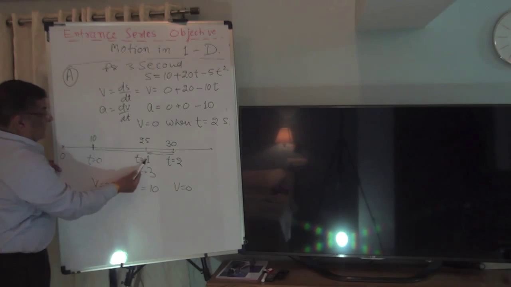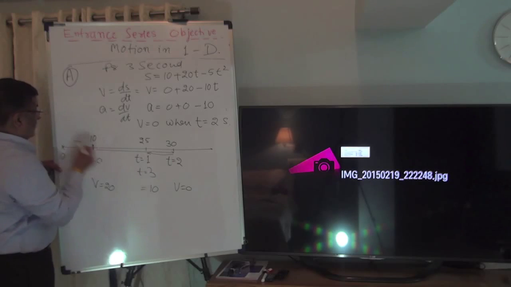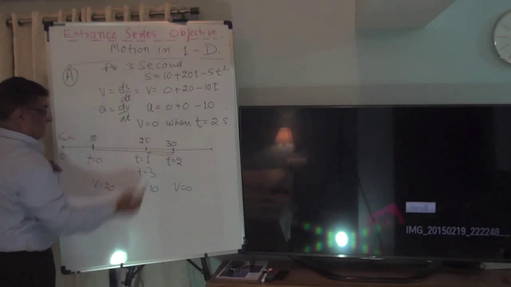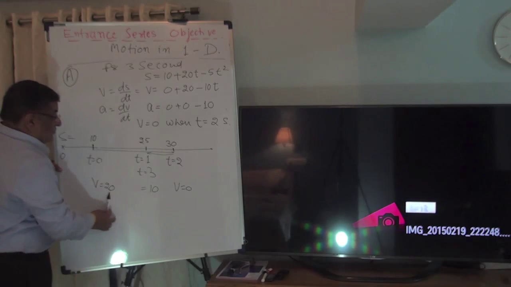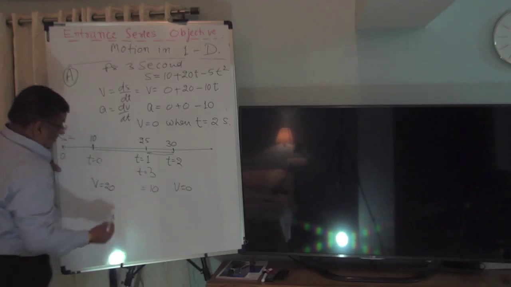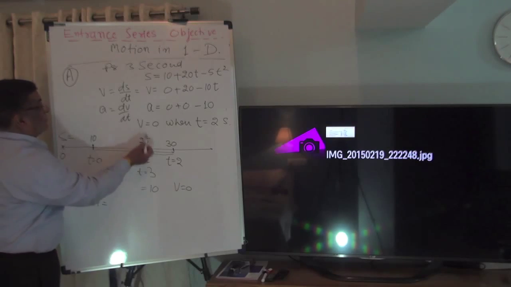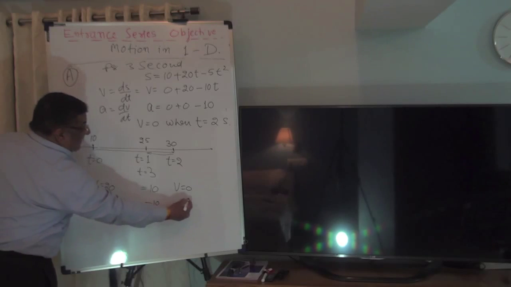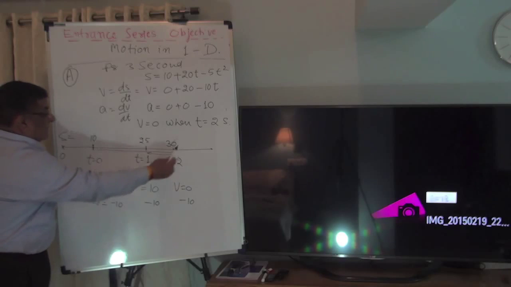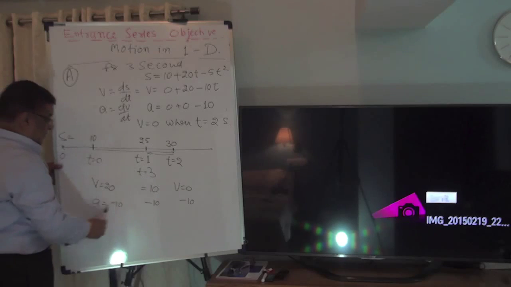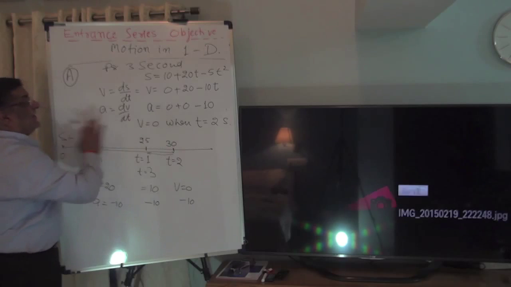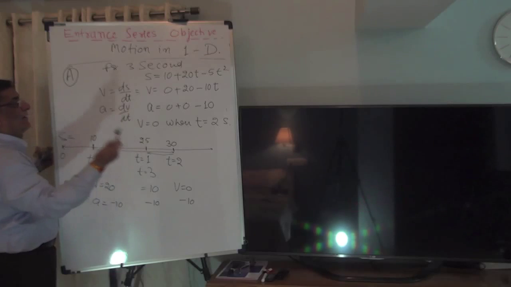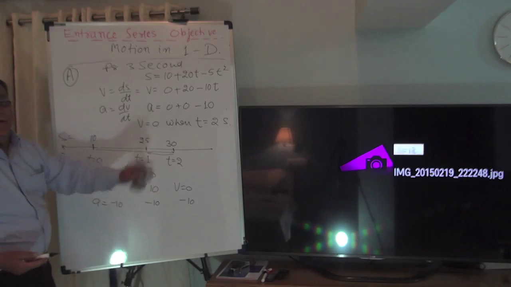Now you see, time is equal to 1, time is equal to 2, time is equal to 3. How is S equal to? 10 here, 25 here, 30 here. Velocity is 20 here, 10 here, 0 here. And acceleration is equal to minus 10 here, minus 10 here, minus 10 here. At all times the acceleration is in this direction because it is minus, minus, minus. And it's a constant here, here, here and coming back here. Again, it is minus 10, it's a constant.